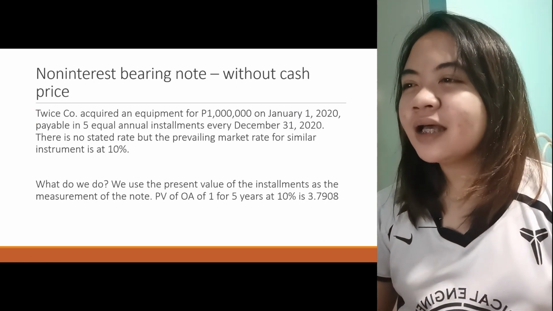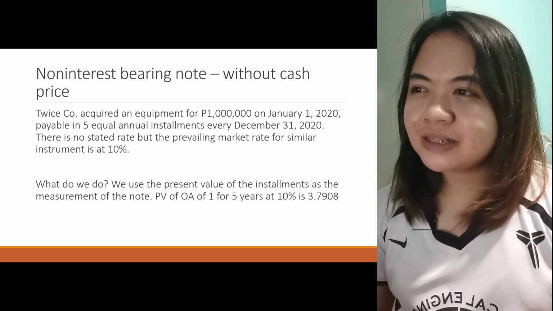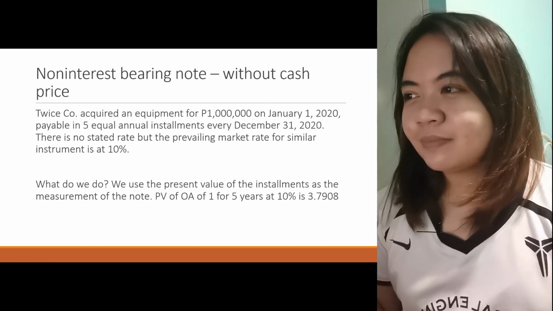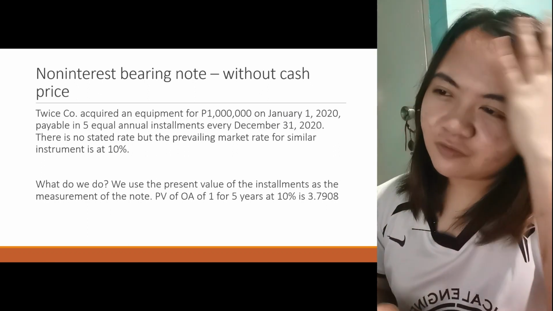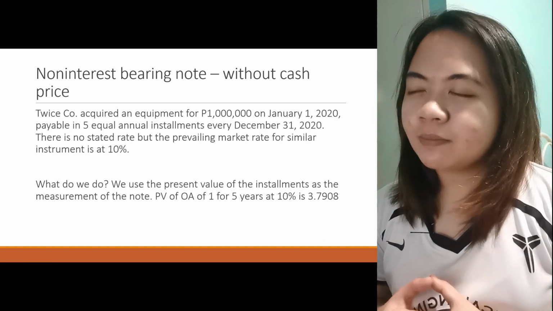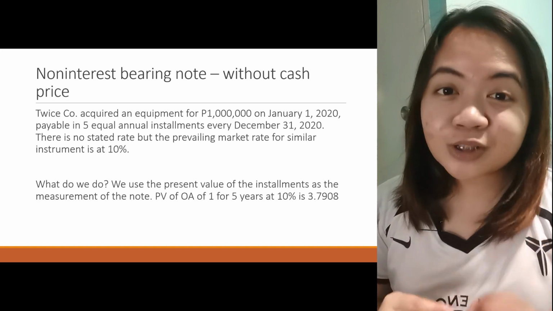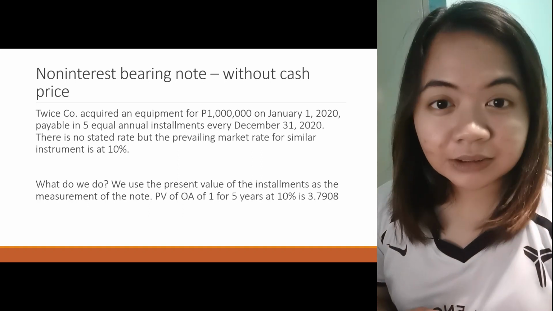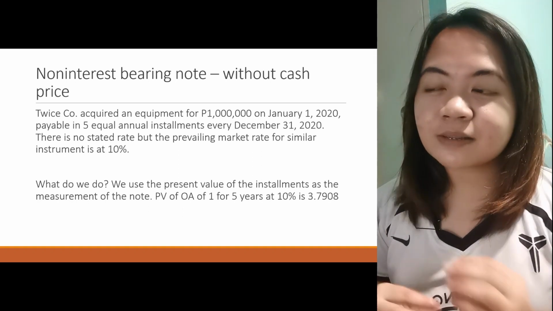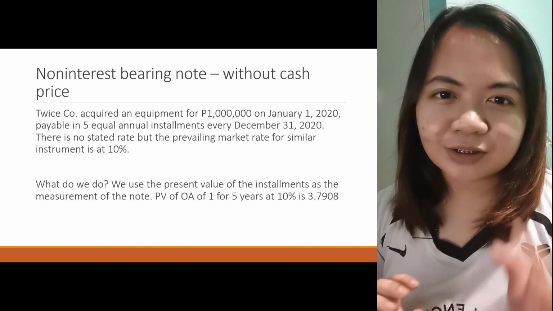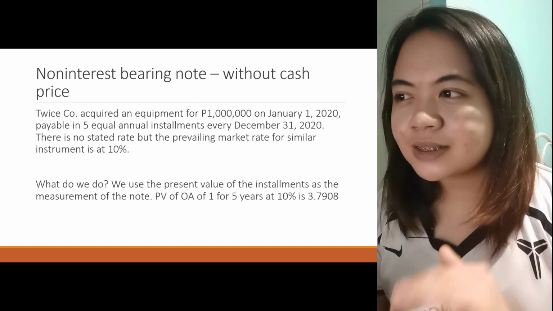Okay? Non-interest bearing note. So, this one is the without cash price. So, paano gagawin pag wala? So, we acquired an equipment for 1 million on January 1, 2020, payable in 5 equal annual installments every December 31, 2020. There's no stated interest rate, but the prevailing market rate for the similar instrument is at 10%. So, parang nag-research ka na, the prevailing market rate for the similar notes payable is 10%.